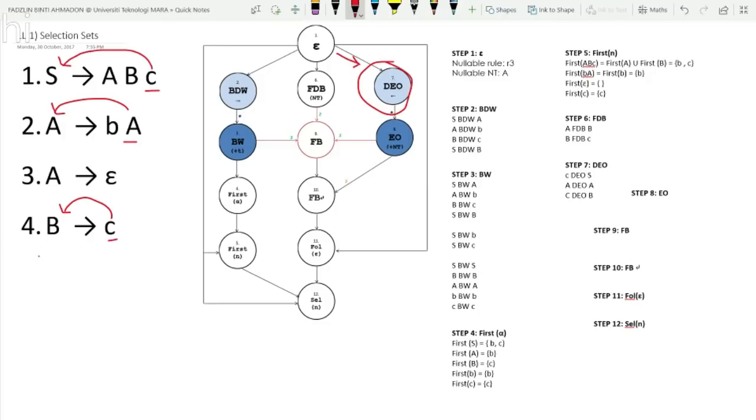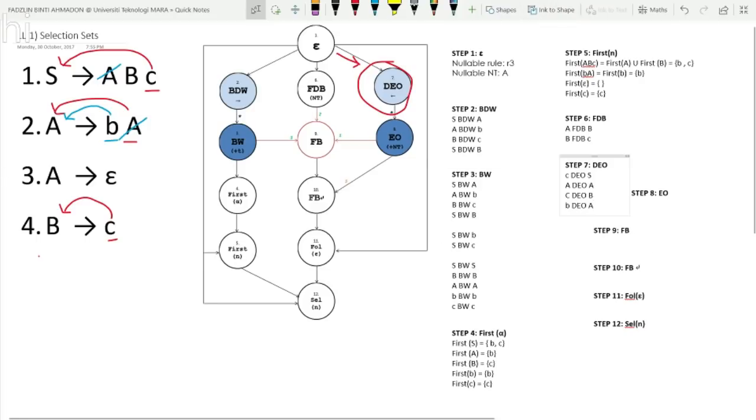So again, class, if we have to consider nullable non-terminal, what we are doing is we try to cancel out our nullable non-terminal from the grammar. So if we are cancelling A over here, something happens to rule 2. We can also have B DEOA. So I'm going to add into our step 7, B DEOA.